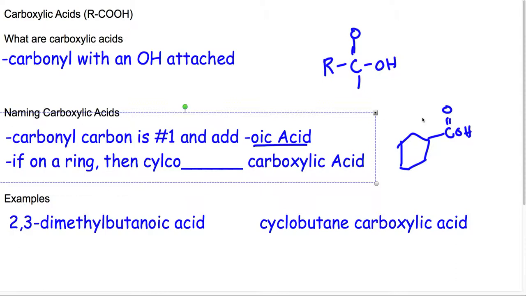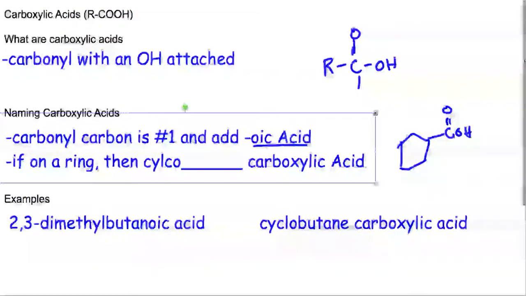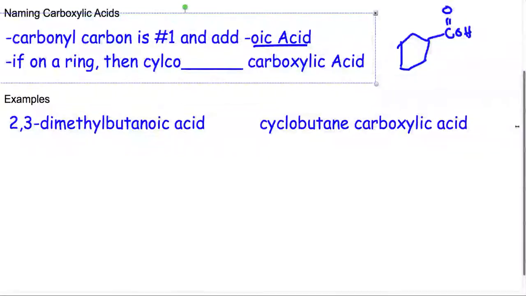I have 2 examples we're going to look at. The first one is 2,3-dimethylbutanoic acid. Butanoic acid is butane, which is 4, so that means I'm going to have 4 carbons in a chain. And the end one is going to be my carboxylic acid, so I'm going to have C double bonded O with an OH. They're always on the end. And I have a group of 4. So I'm going to have 1, 2, 3, 4.